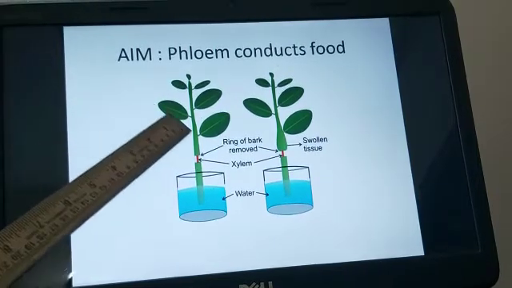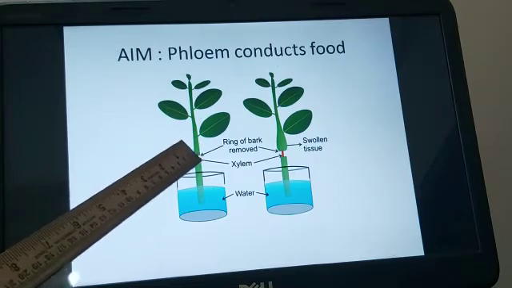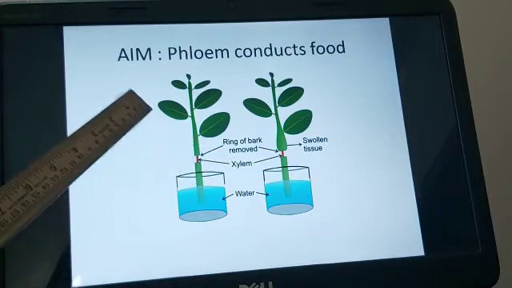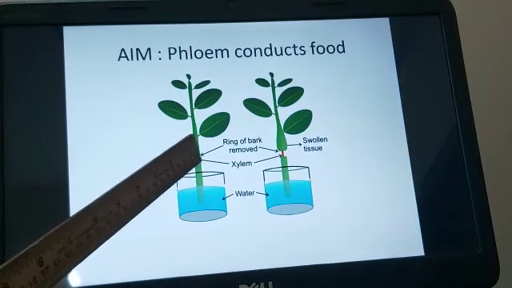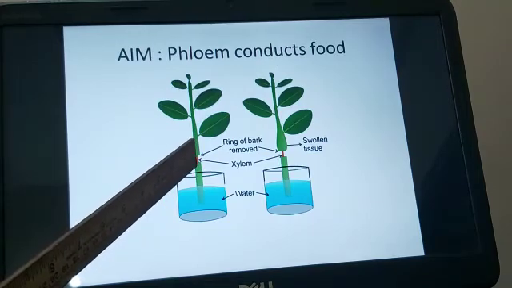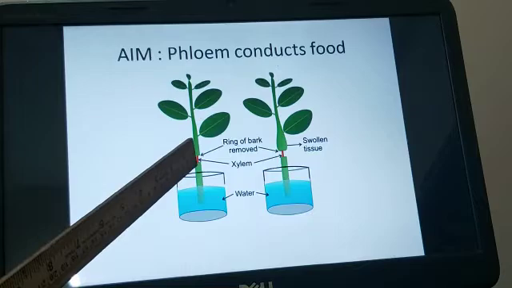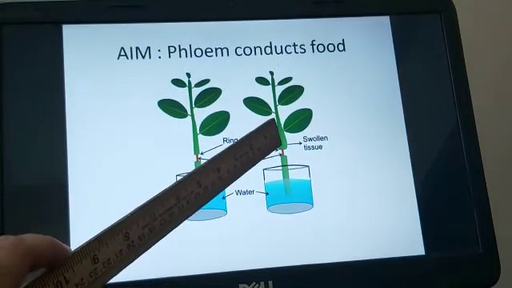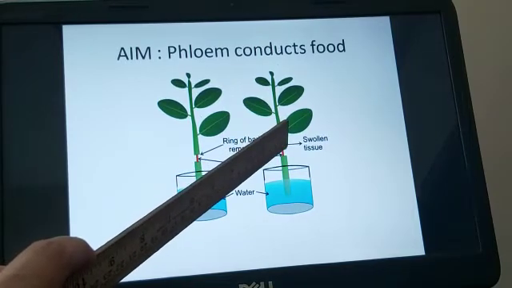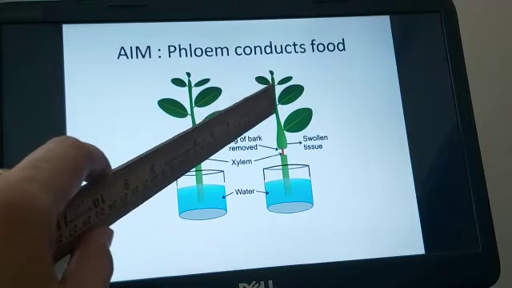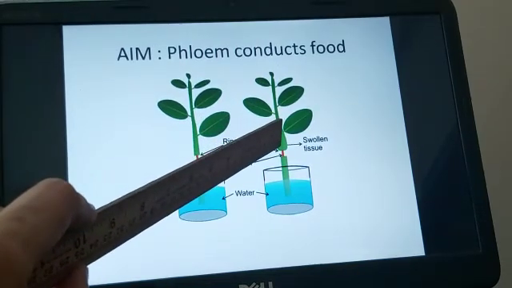Now in this experiment, what you have to do is, once again you have to take a small herbaceous plant. It is immersed in the water and the xylem is present, and just like the previous experiment, the part of the stem is cut, means you are removing the phloem. Now when you keep this plant under sunlight for some time, you will see that the tissue that is present here is swollen, means whatever food is prepared by the leaf, that food is flowing in the downward direction and it is getting accumulated here.